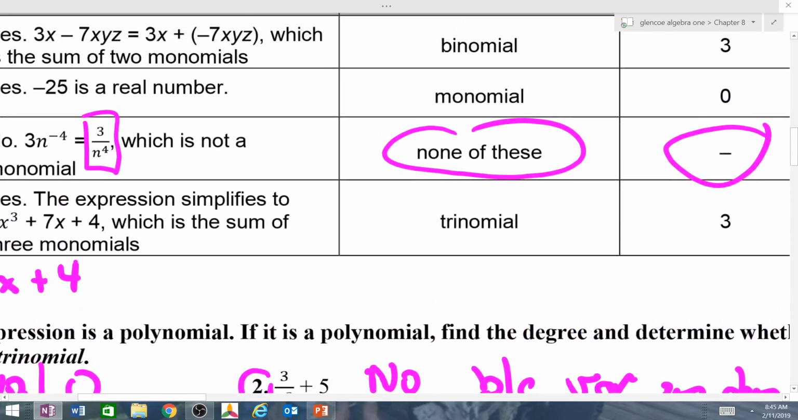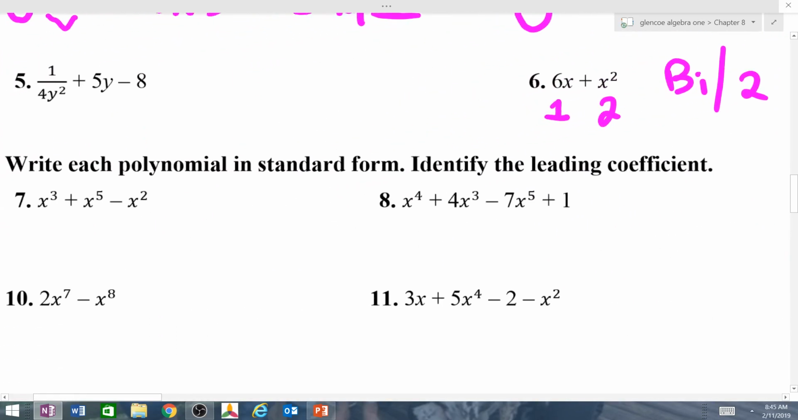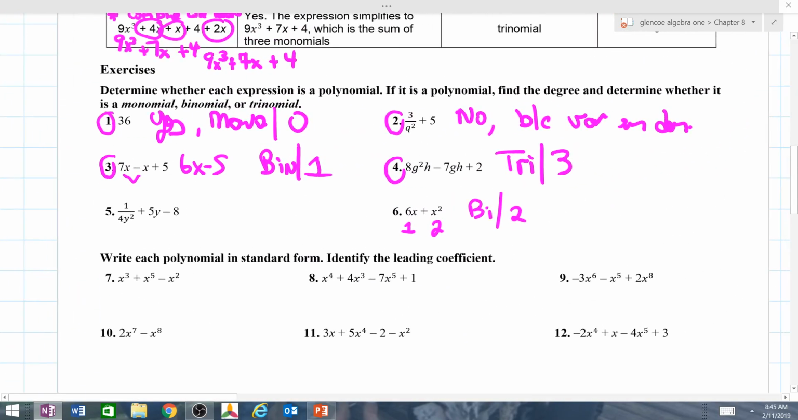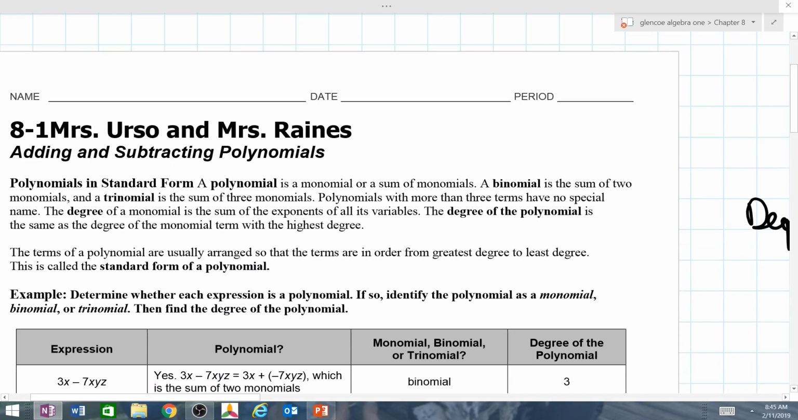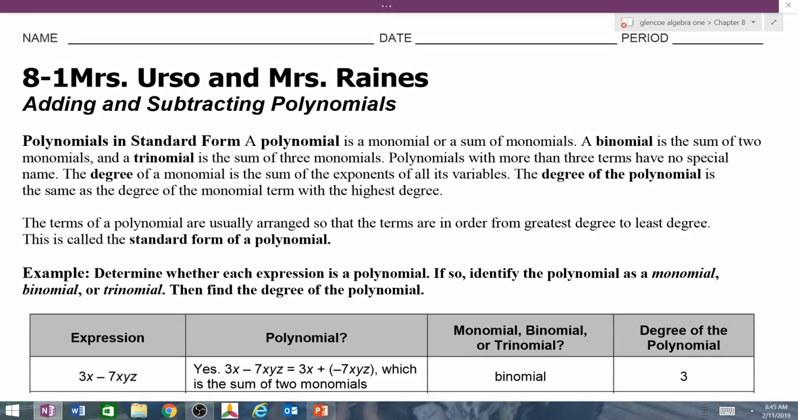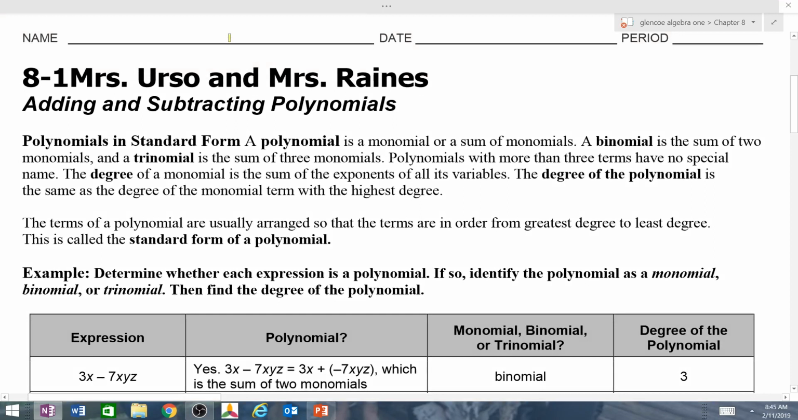Good job. All right. Let's move on to writing a polynomial in standard form and identifying the lead coefficient. Okay? Okay, this is important, so let's just go ahead. I'm just going to highlight this for you because I really want to make sure that we start doing this because it is important and it's really going to help us in this whole chapter. The terms of a polynomial are usually arranged so that the terms are in order from greatest degree to least degree. This is called or known as standard form of a polynomial.